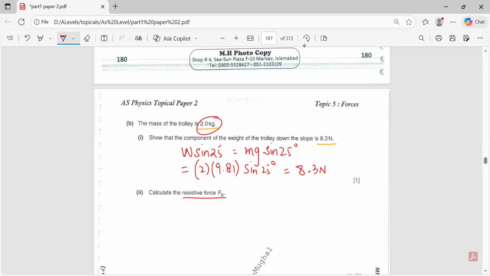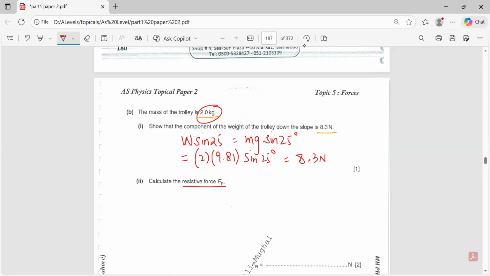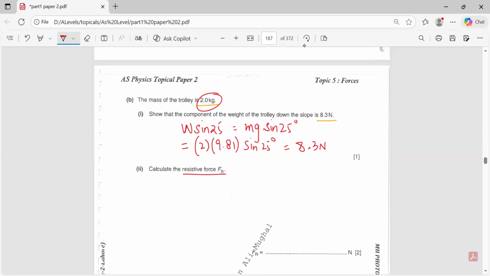Next, it says calculate the resistive force. So you have to find the resistive force. Now how do we find the resistive force? The resultant force, the net force, will be equal to mass multiplied by acceleration. So it means forward force minus resistive force will be equal to mass multiplied by acceleration. What is the forward force we found? The forward force is going to be 8.3. So it can be written as 8.3.